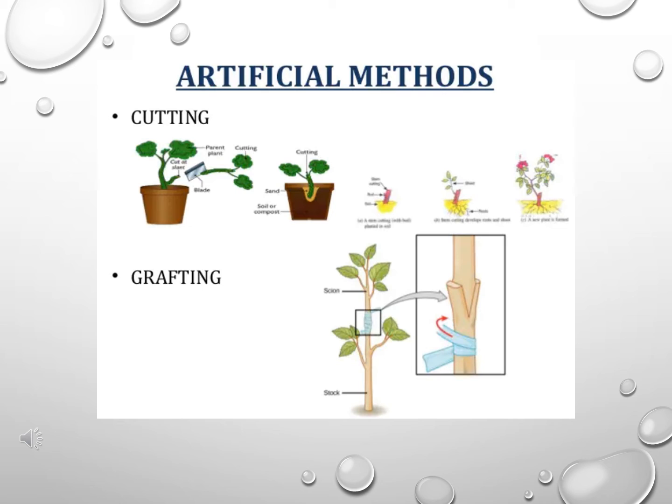And the next technique is grafting. It is also one of the artificial methods. Here a part of the plant is cut and another plant is attached and connected to the stem of the plant. The tissues of both the rooted plant and the graft get interlinked and produce a new plant variant. Example, apples and pears.